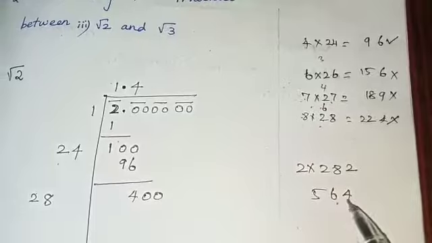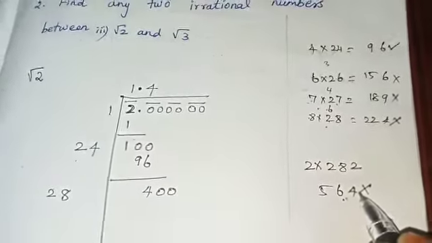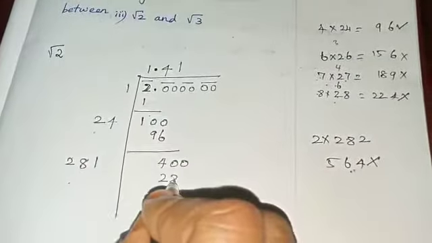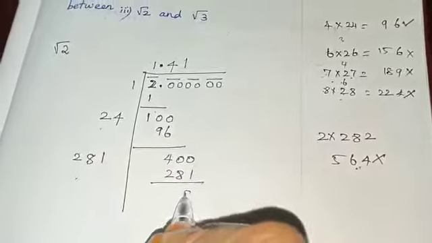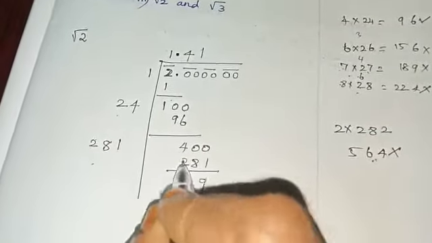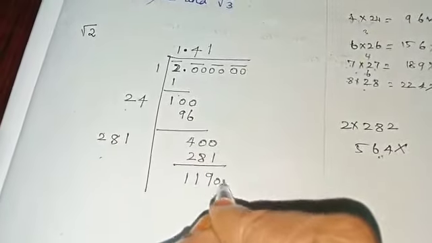So, it is greater than 400. So, we can't write 2. So, I will write 1. So, here also 1. So, 1 into 281. 281. Okay. So, 10 minus 1 9. 9 minus 8 1. 3 minus 2 1. Okay. Next 2 more zeros.